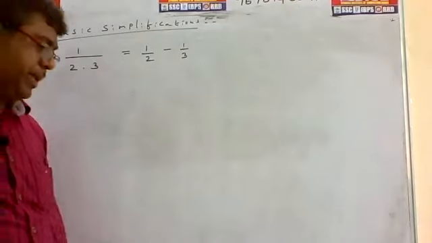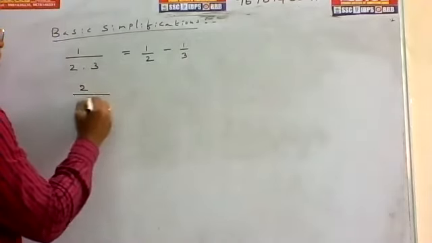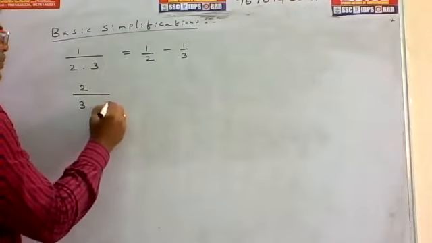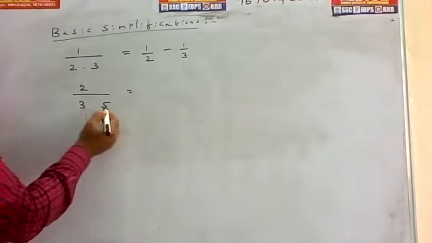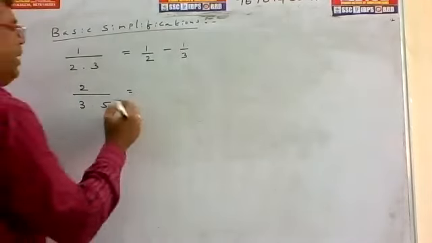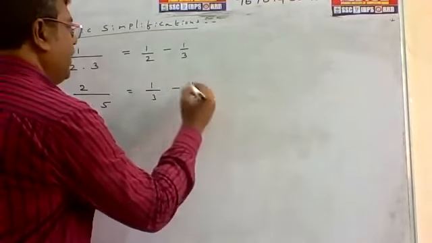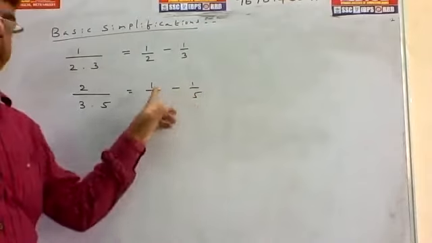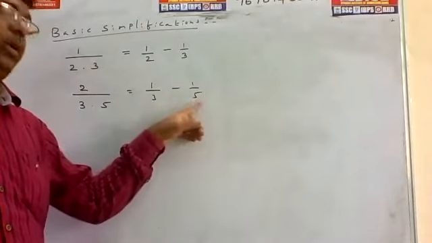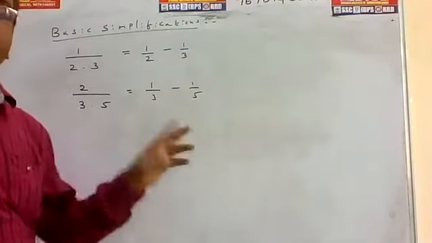Some more examples, see here. 2 by 3 into 5 is there. 5 minus 3, the difference is 2, which is okay. So you can write 1 by 3 minus 1 by 5. If you want to cross check, take LCM 3 into 5: 5 minus 3, nothing but 2 by 3 into 5. It is the same answer.